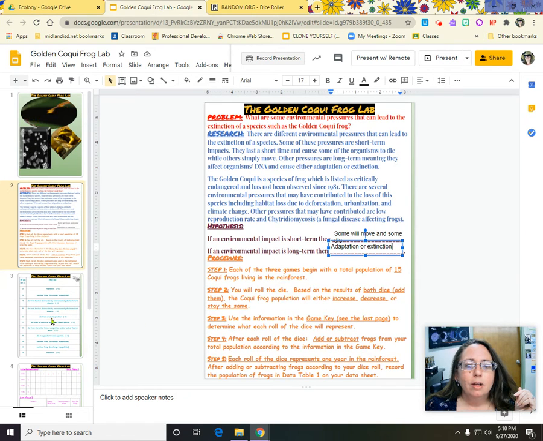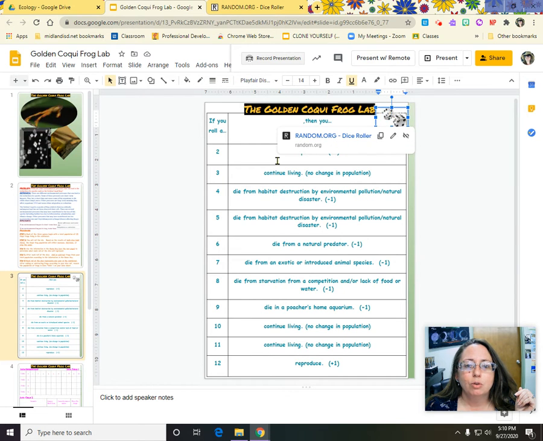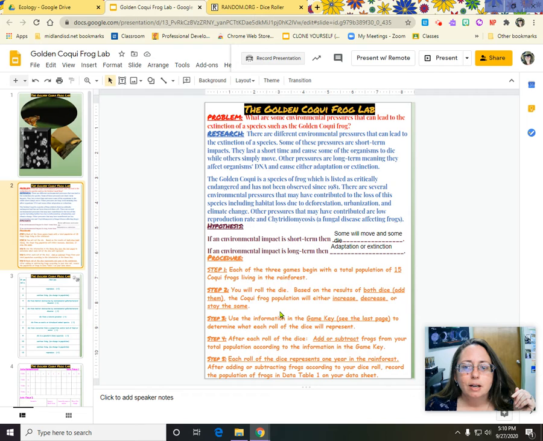We're going to roll these dice, okay? So this is going to give us a little dice roller. We're going to roll those dice to decide what happened to the frogs every year, okay? Roll the dice, add them together. The population is either going to increase, decrease, or stay the same. So it'll either go up, go down, or not change, okay? And that's going to be based on what our dice say. So it says use the information in the game key to determine what the roll means.